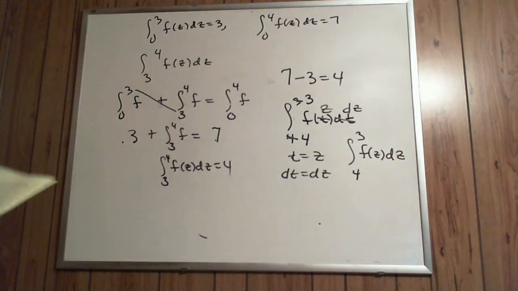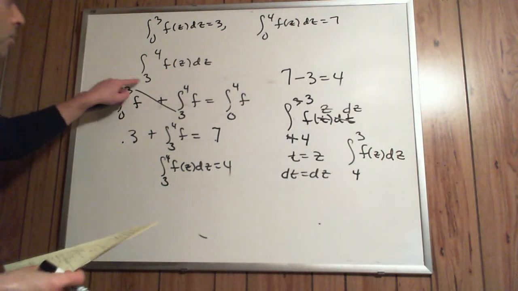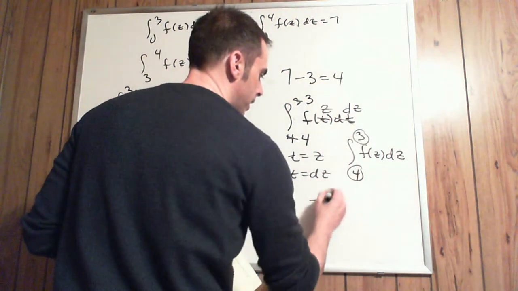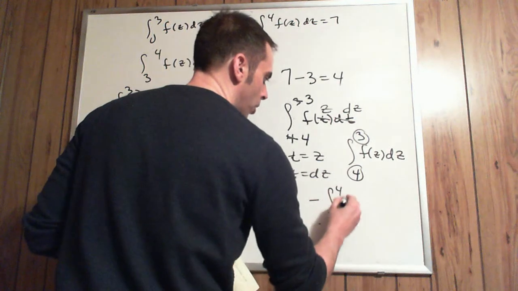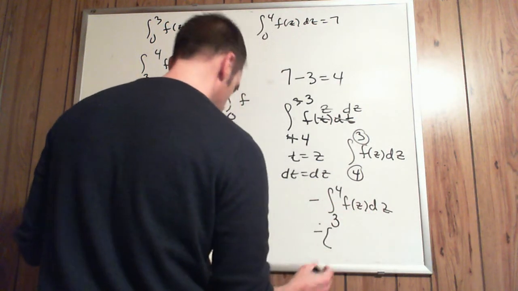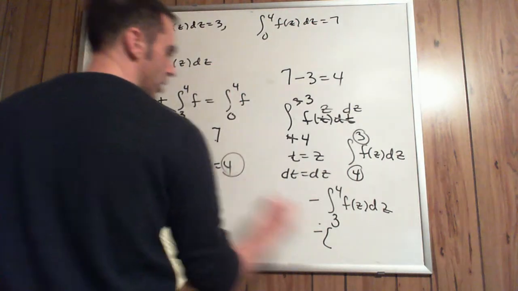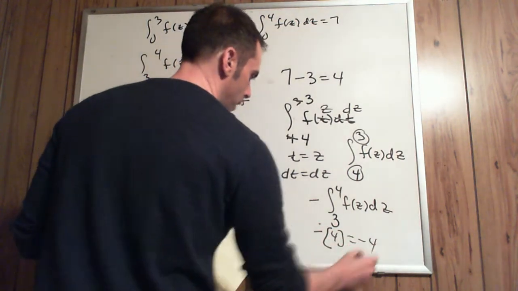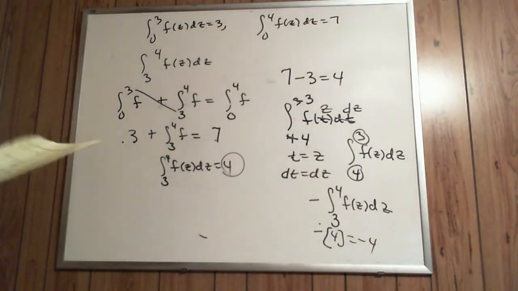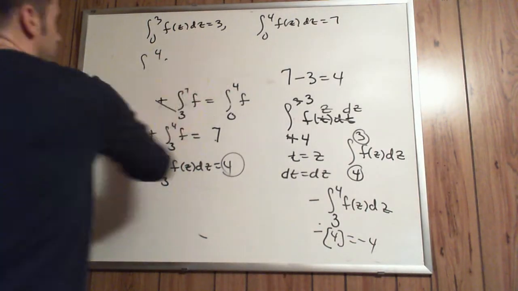So I don't have that. The previous answer is from 3 to 4. Well, if I flip these around, make it negative from 3 to 4 of f at z dz, I would get this to become the negative of this answer, which was 4, and my answer would now be negative 4. Okay, and then next, number 4.